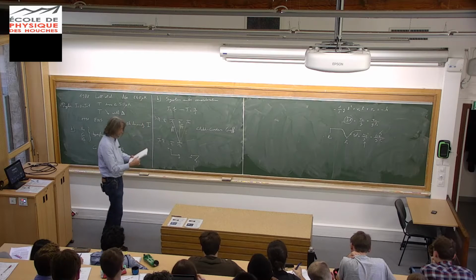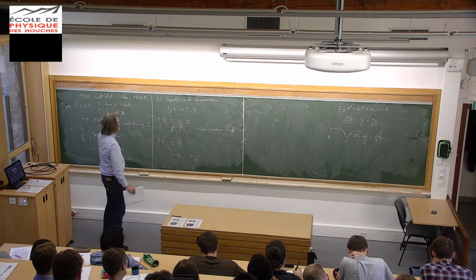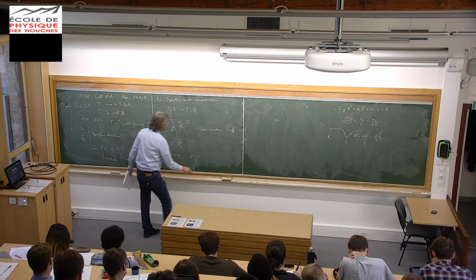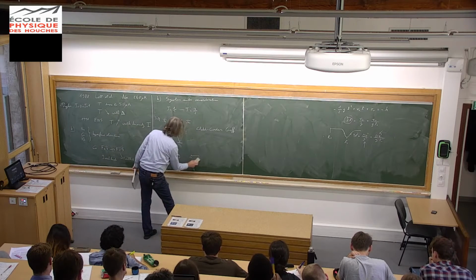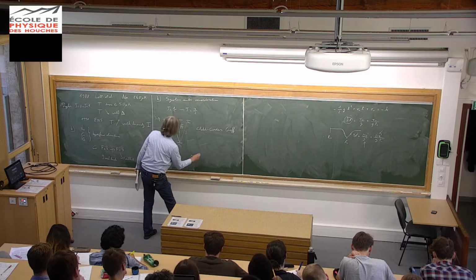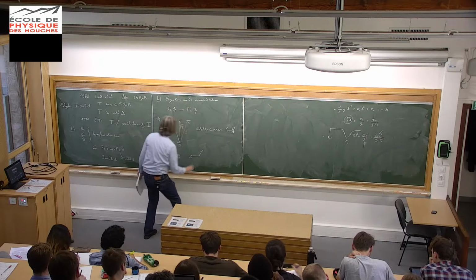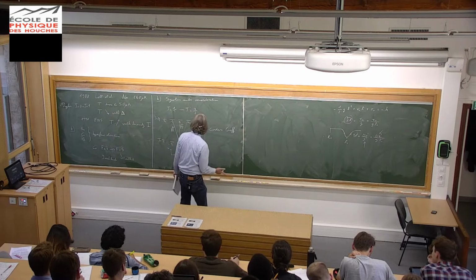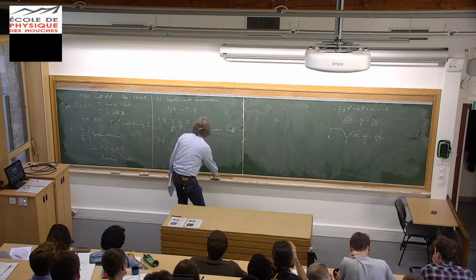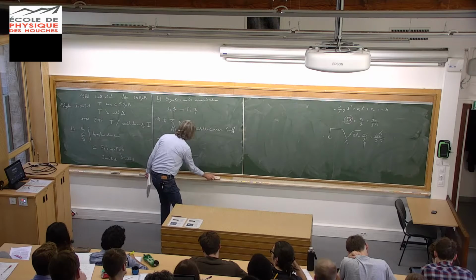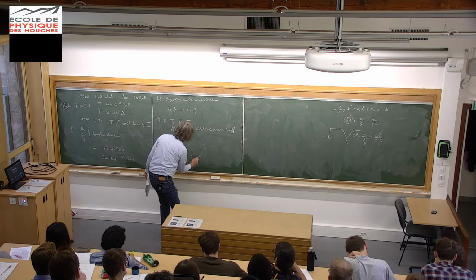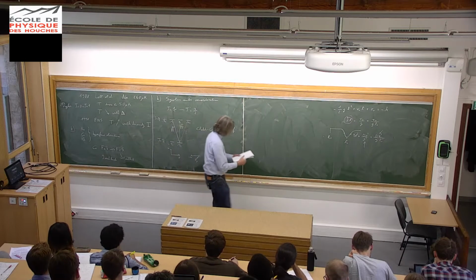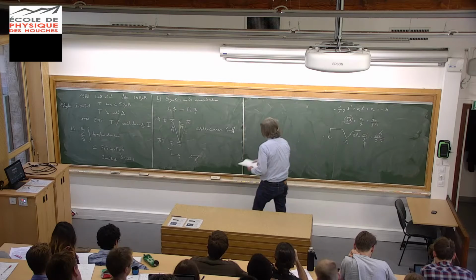So you have two linearly polarized beams. Yes, maybe this is wrong, but doesn't matter. X, Y, Z. No, it was right. It is wrong in my notes. It doesn't matter anyhow.